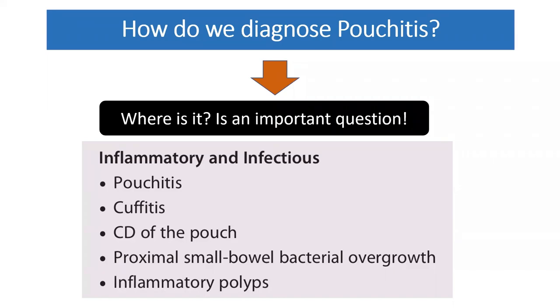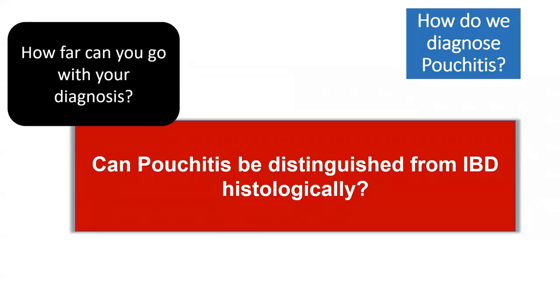Is it only a bacterial overgrowth that's causing some proximal segment inflammation? Or what you see is very localized and polypoidal, just like an inflammatory polyp, which can happen in the pouch as well. So all of these are terminologies that you need to think quite hard about, but there are a lot of other questions that might pop up along the way. So can we really differentiate from the pouch biopsy?